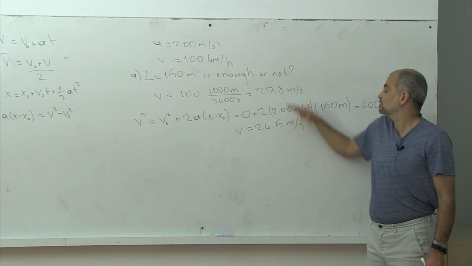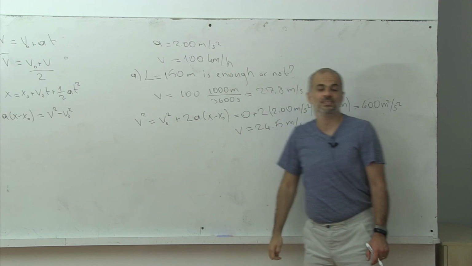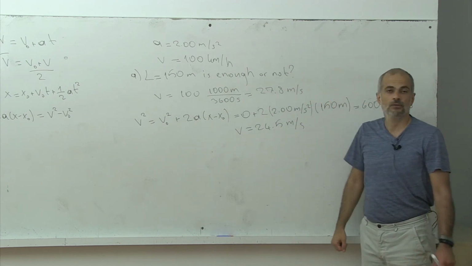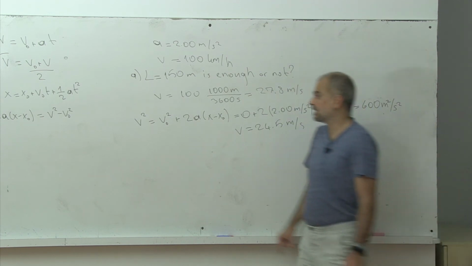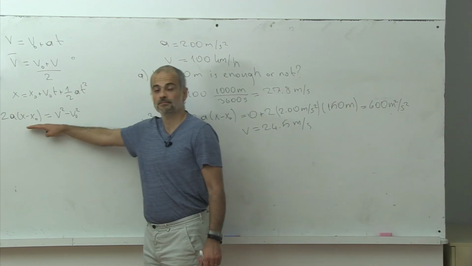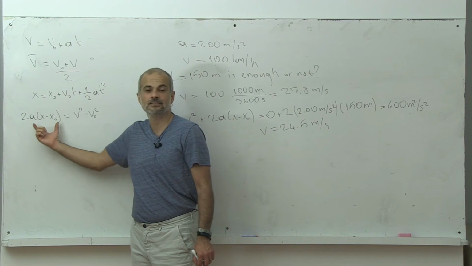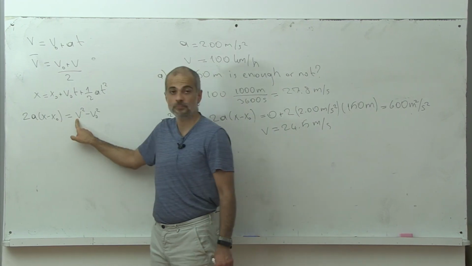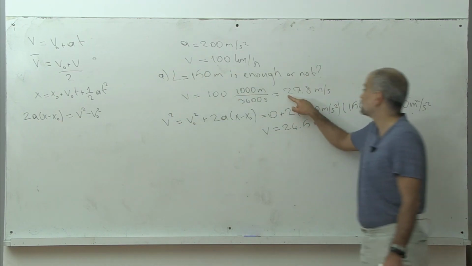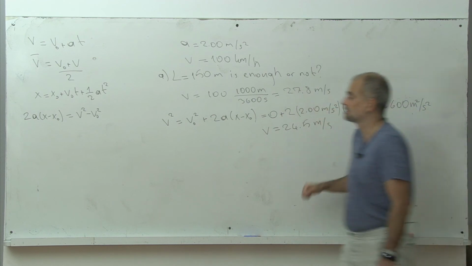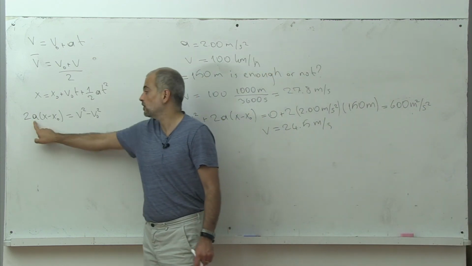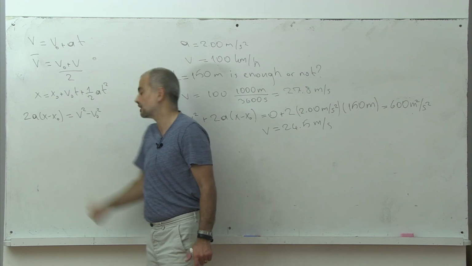Now we can ask the question, if 150 meters is not enough, how long should the runway be? Well, again, we will use this same expression. This time, what we don't know is the distance it needs. We know the final speed. The final speed is supposed to be 27.8 meters per second. The initial speed is 0. We know the acceleration. So there's a single unknown.